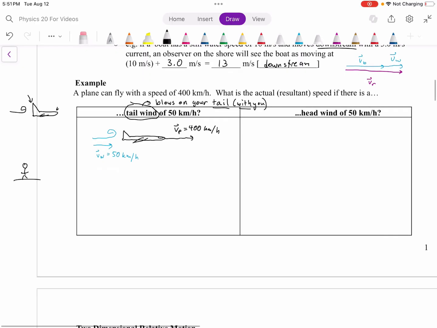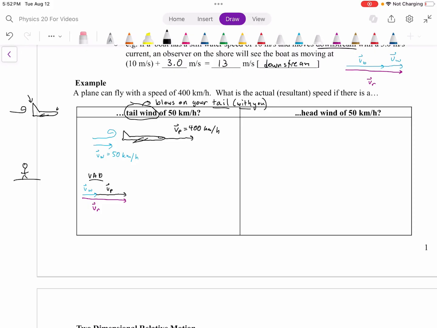So if we draw a vector addition diagram here, we've got the velocity of our wind and the velocity of our plane tip to tail. They're in the same direction. So we can predict that our resultant velocity should be, well, faster, right? Faster than 400. Now, these are all in one axis. They're just in the x-axis. That won't always be the case today, but for now they are, right? So we can just add them up algebraically.